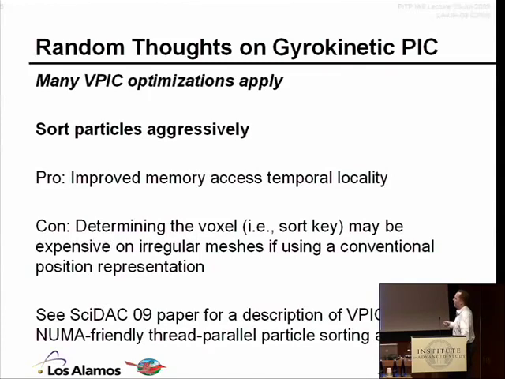Likewise, you want to sort your particles aggressively, and this is good because now you've improved your memory access temporal locality. And temporal locality is just a way of saying, hey, when I access some region of memory, I'm likely to access it again a short time later. The big con behind this is that, if you are not using the technique I mentioned before, the particle representation, determining where you are on the mesh, which is your sort key, can be expensive, it can be difficult, and it can take a while.